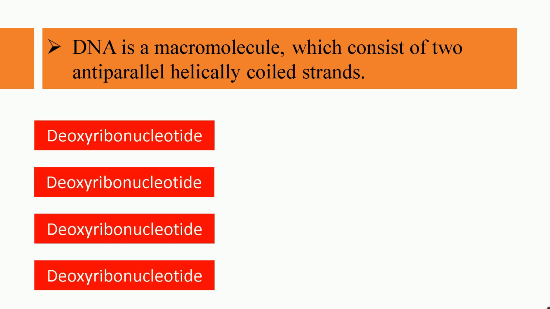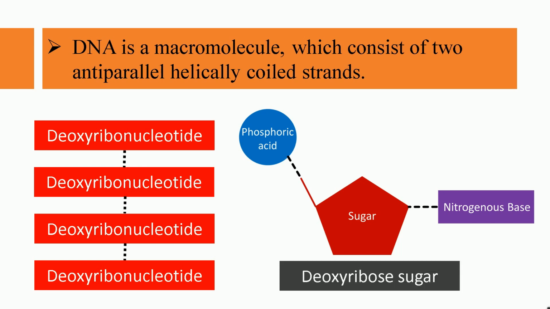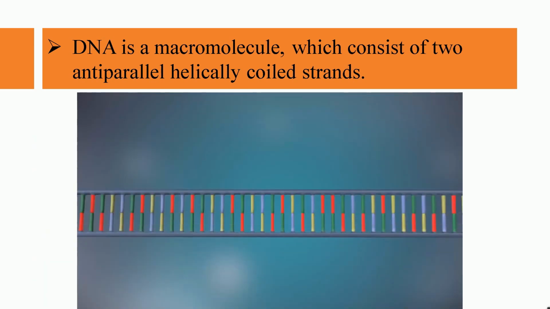Macromolecule means it is a large molecule which is made up of many building blocks known as deoxyribonucleotides. And here is the simple structure of a deoxyribonucleotide, which is made up of a phosphoric acid, a deoxyribosugar, and a nitrogenous base. The antiparallel term refers to the polarity of the DNA strand.